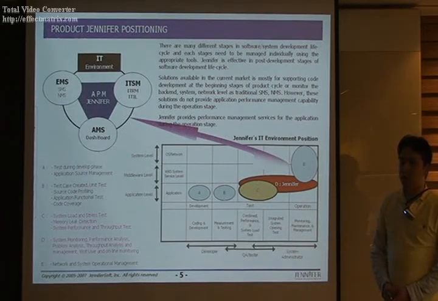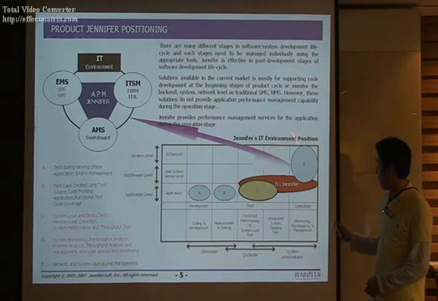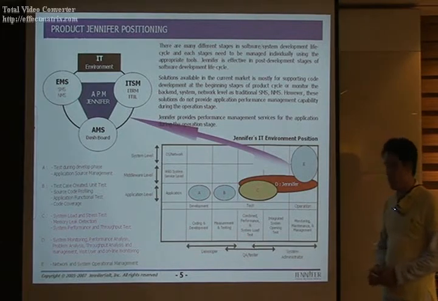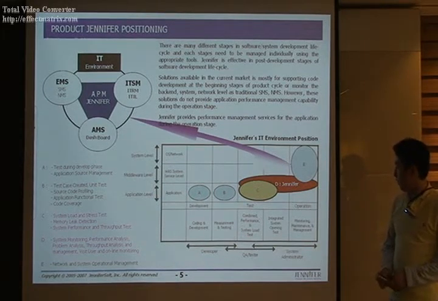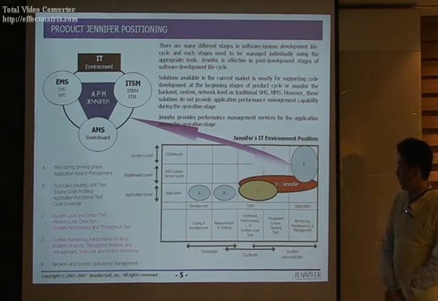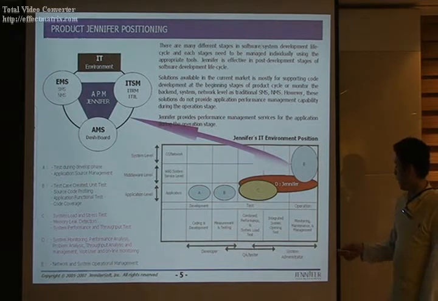Here is the product positioning of Jennifer. As you can see in this diagram, Jennifer is used for combined performance and system load tests, integrated system opening tests, and monitoring of the live operations. Jennifer is not used for code development or measurement and testing during the development stages. Rather, it is used for live systems mostly, to monitor a live system in a real-time setting.